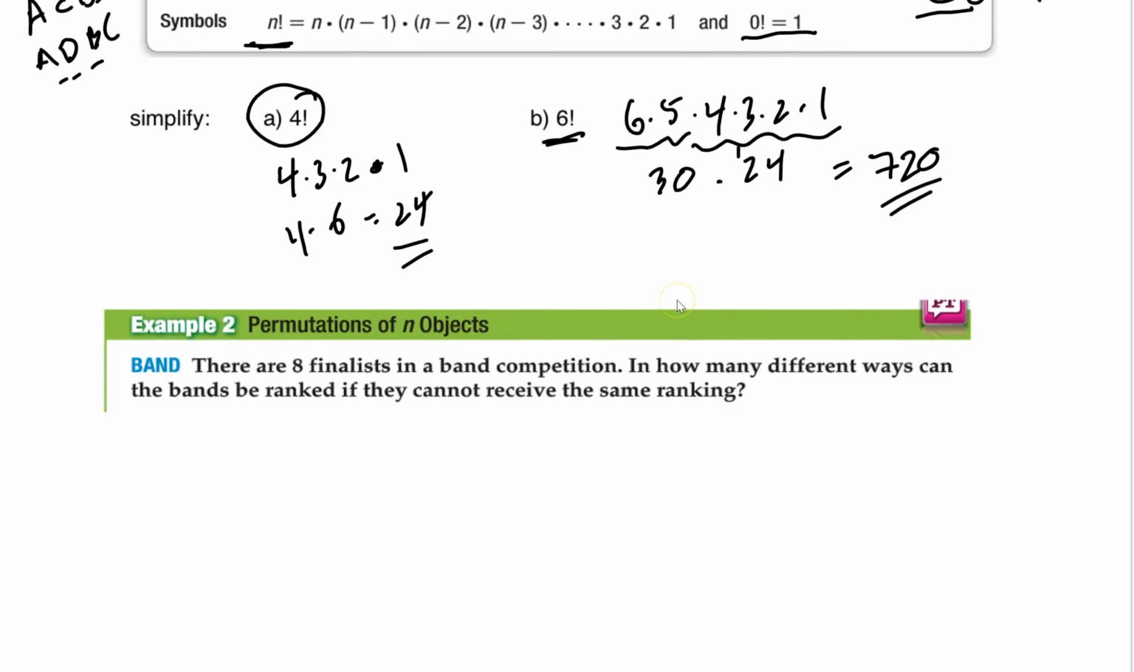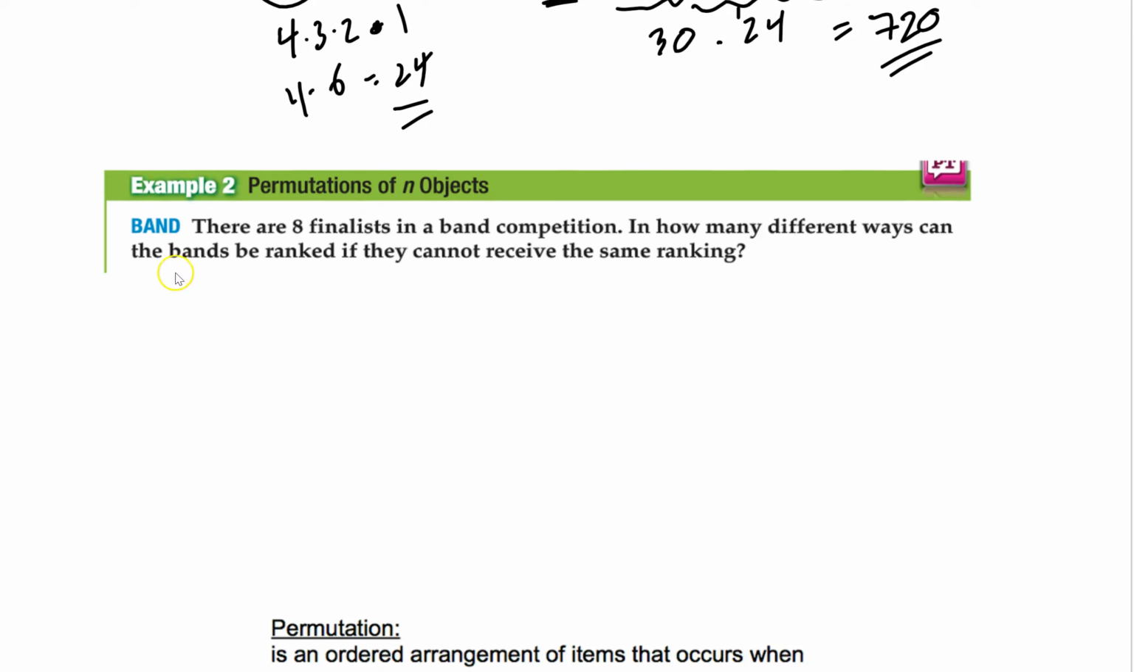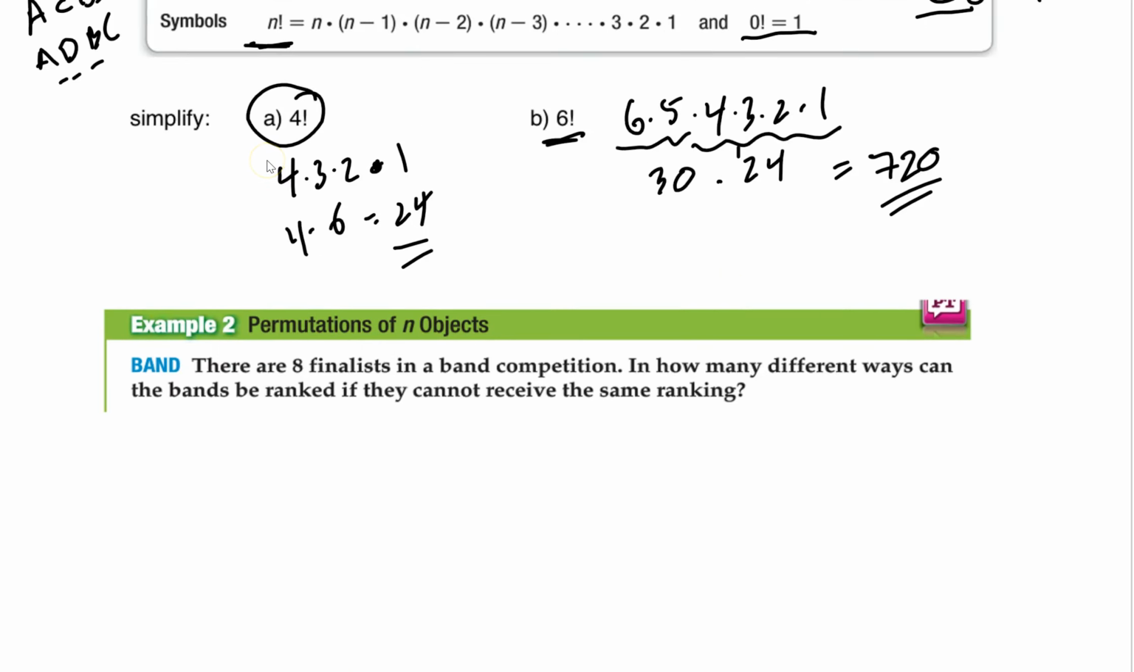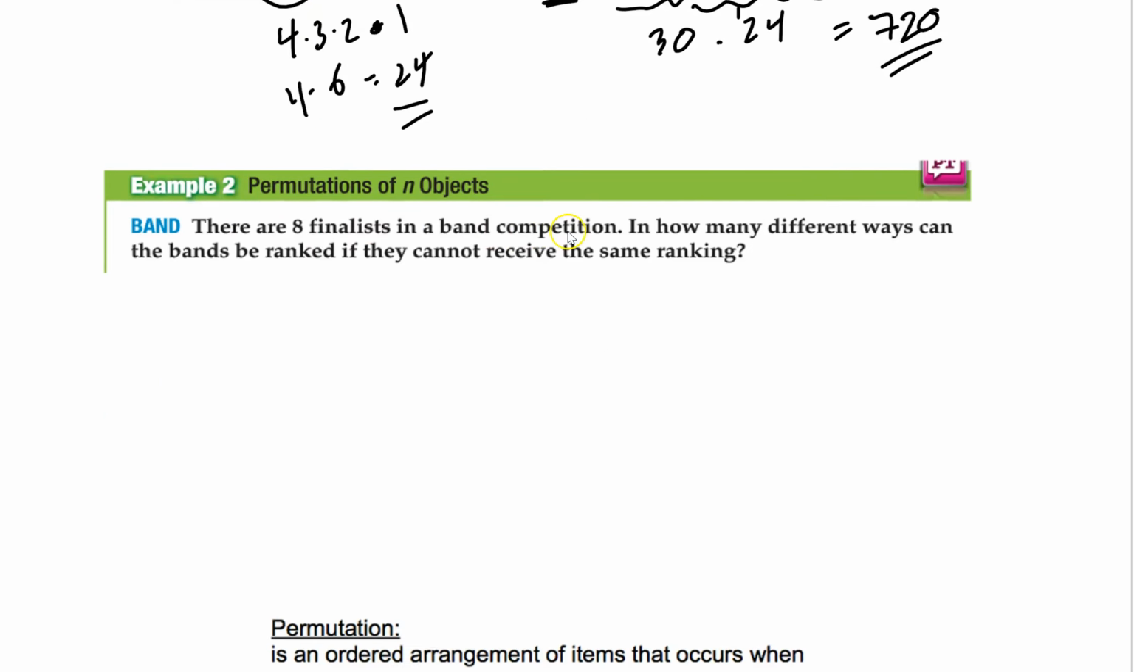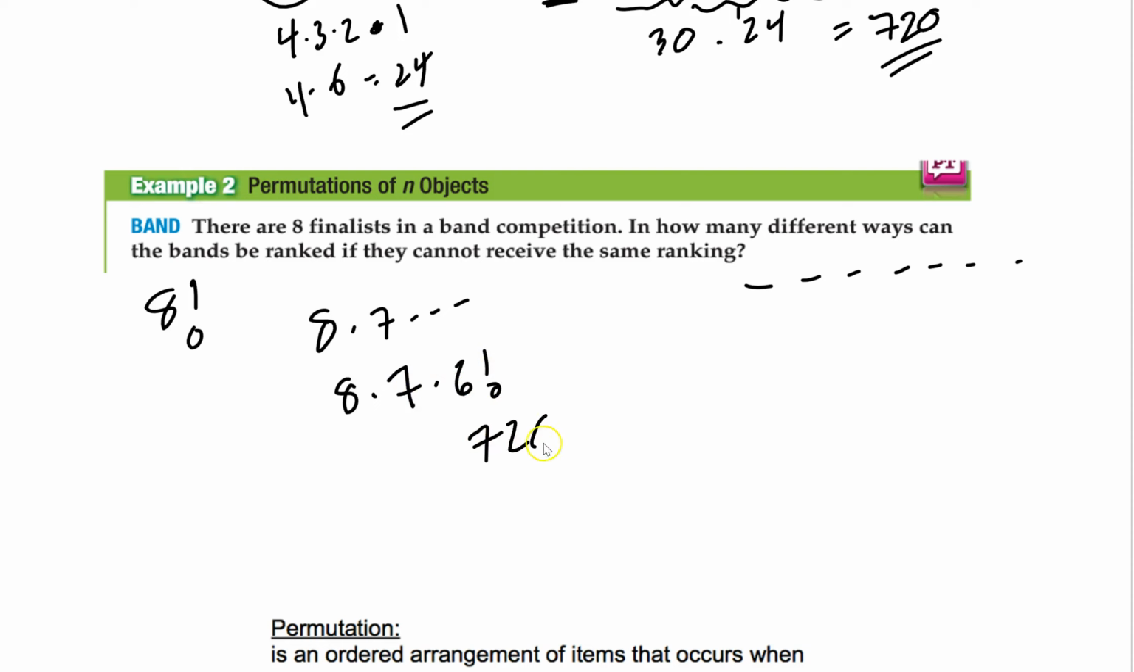Now let's do it with a word problem. Permutation of objects. So again, another way to think of factorials is how many different ways can you arrange these things? So here, there are 8 finalists in a band competition, and how many different ways can the bands be ranked if they cannot receive the same ranking? So we have bands, and we're going to try and rank them 8 different ways. The easiest way to do that, we have 8 things, we're just trying to rank them: 8 factorial. So 8 times 7, and so on. Basically, this is 8 times 7 times 6 factorial, which I know is 720. And I'm just going to put all this in my calculator because I can't do it in my head.